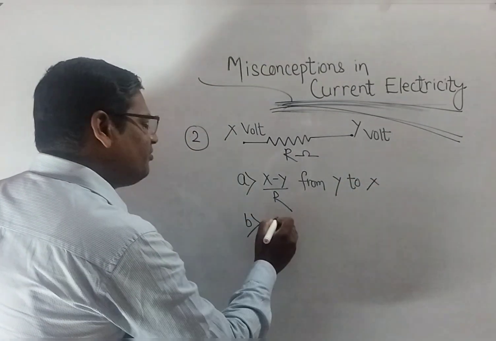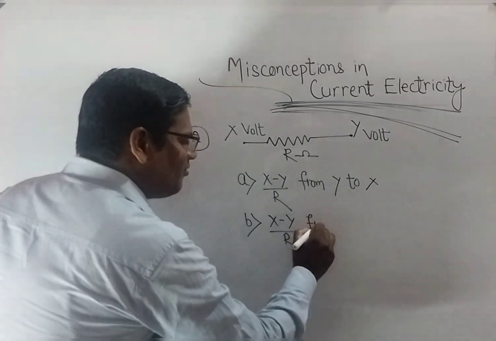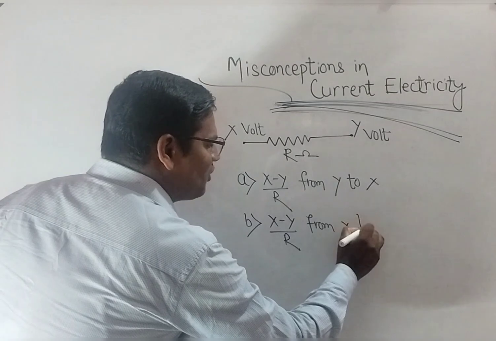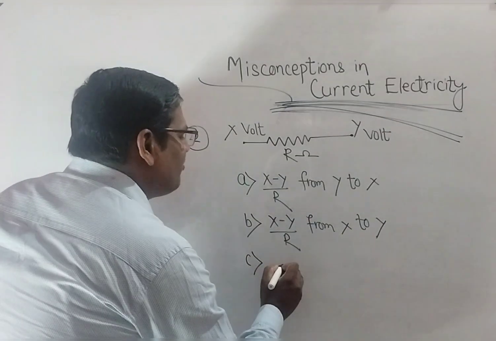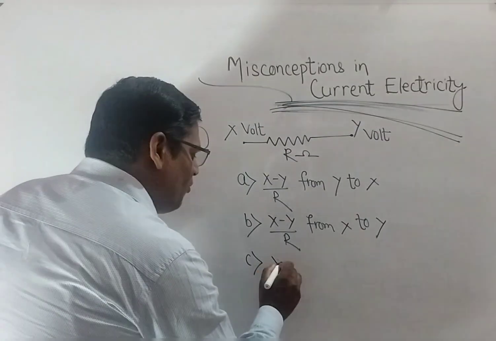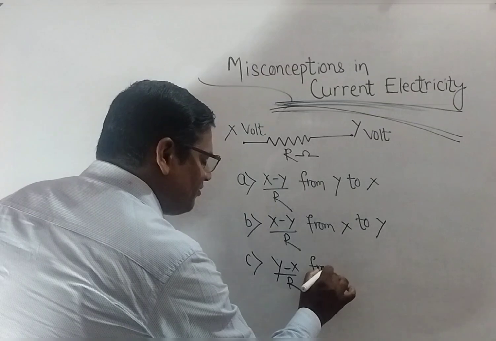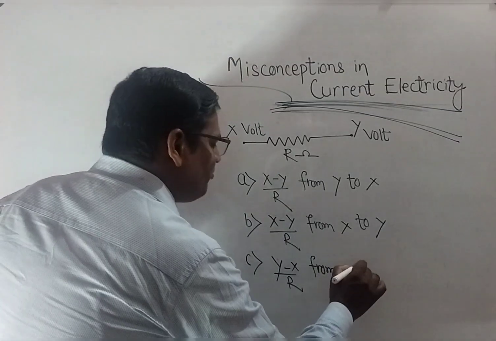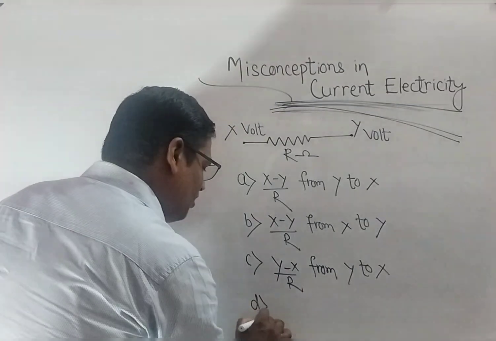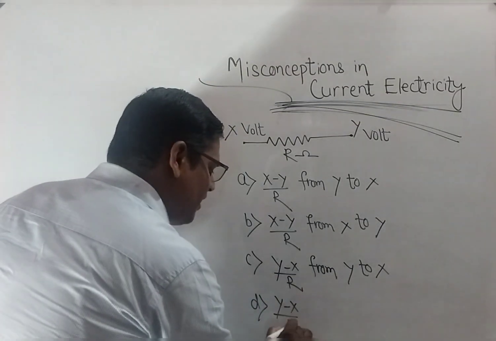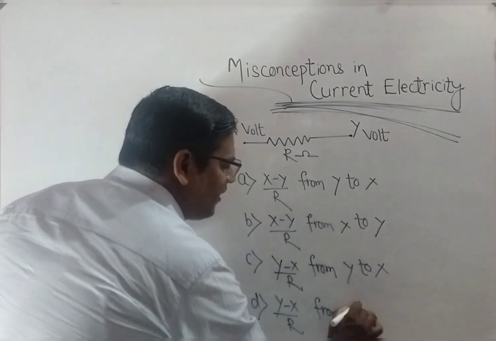Second, X minus Y by R from X to Y. Third, Y minus X by R from Y to X. Fourth, Y minus X by R from X to Y.